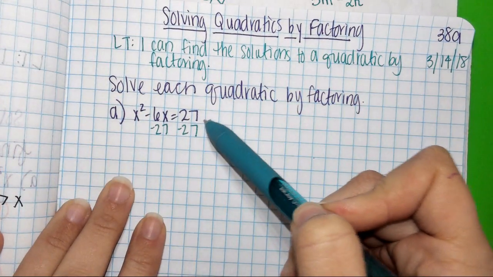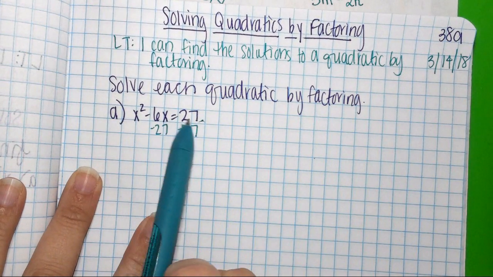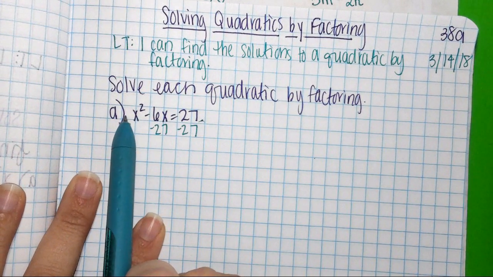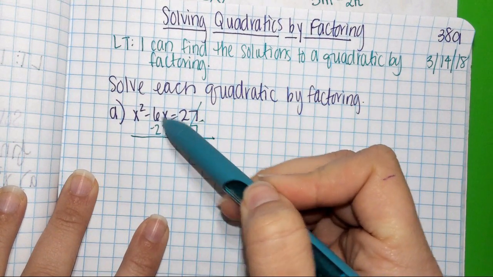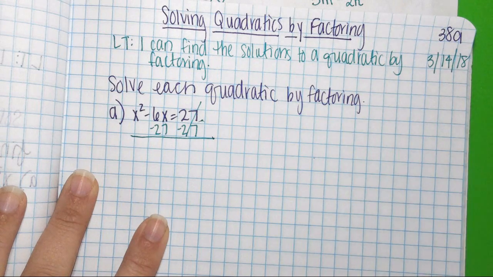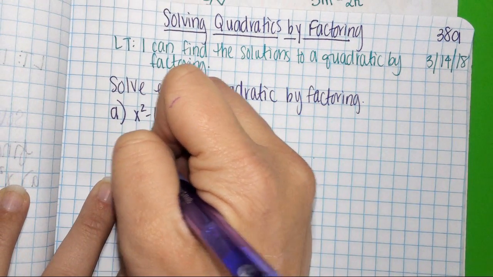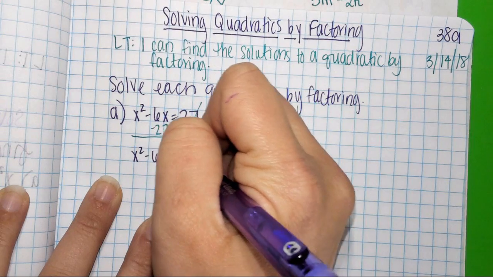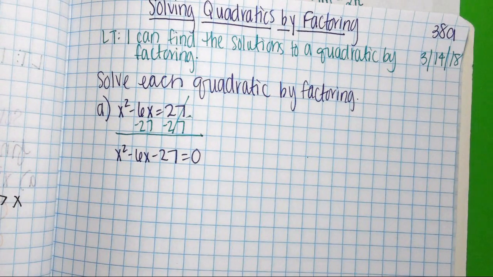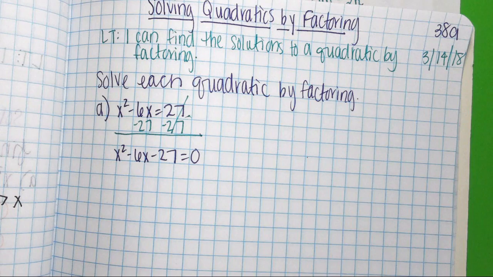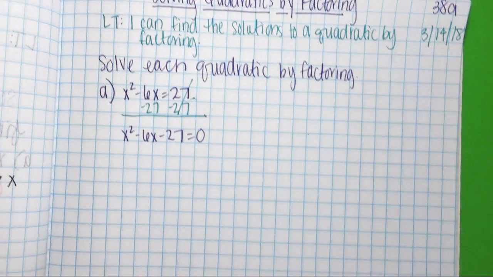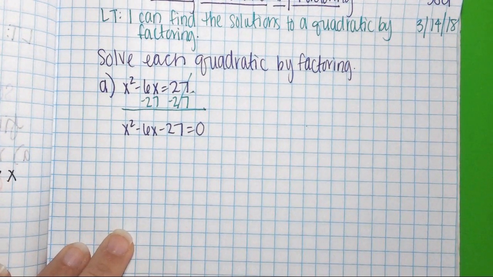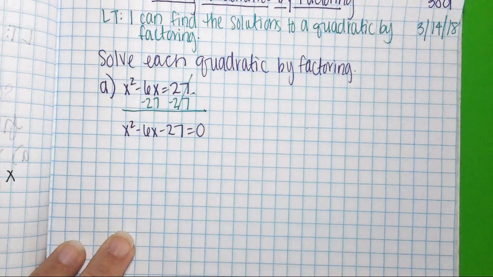Alright, now this one is not equal to 0, so I'm going to subtract 27 because I need to get everything over here. Do we agree or disagree? Now, can I combine this 27 with the x squared or the 6x? No. So I write x squared minus 6x minus 27 equals 0. And now how are we finding the solutions this time?